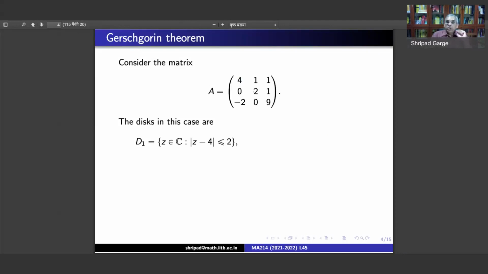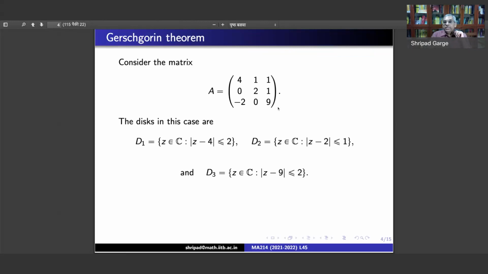For the second row, 2 will be the center and the radius will be equal to 1. So this is mod z minus 2 is less than or equal to 1. This will start from 1 and go up to 3. So these two disks are going to intersect. But the third disk will have 9 as its center and the radius will be 2. So this third disk is somewhat away from the other two disks because this will start from 7 and go up to 11, but 7 is not in either of these two disks. So the union of the first two disks is disjoint from the third disk.